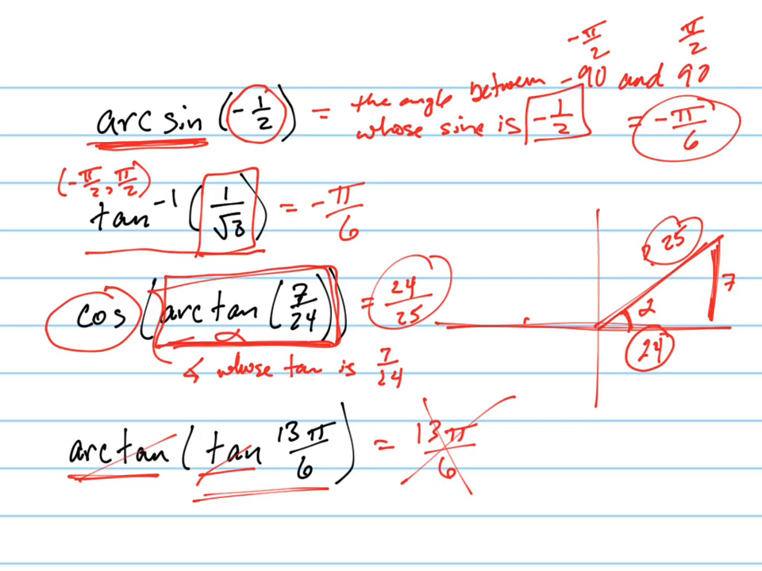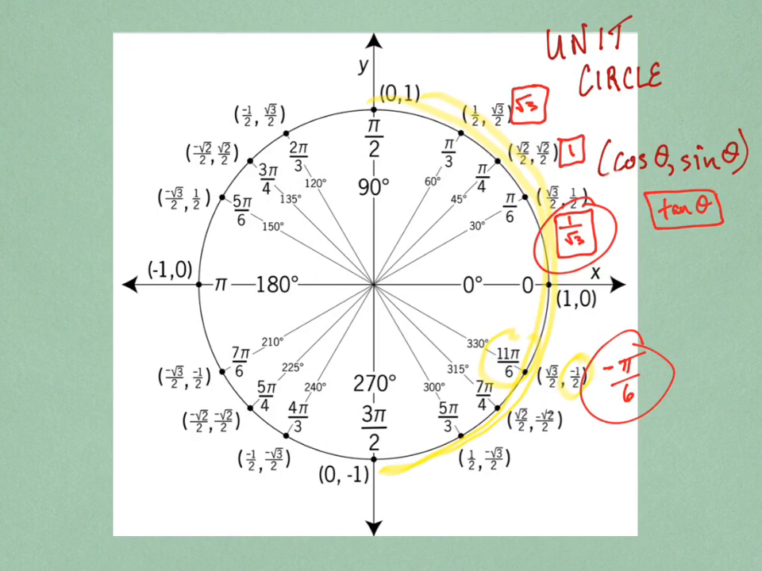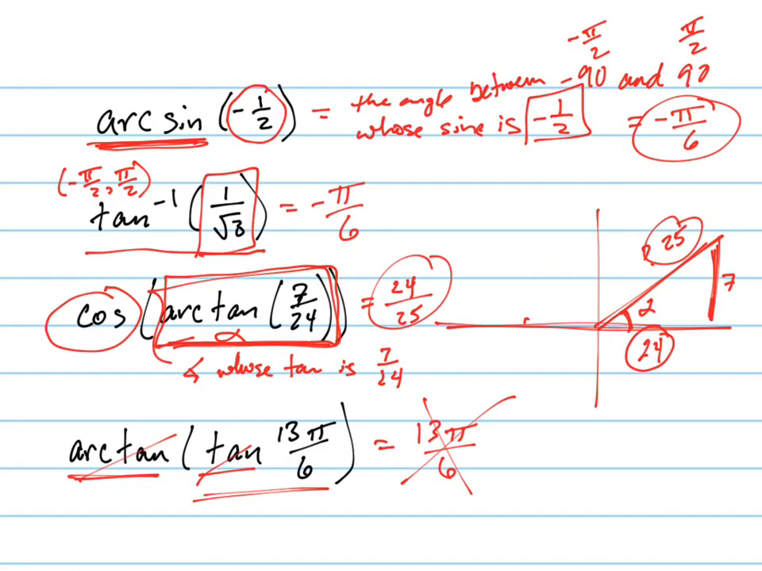You have to find out where 13 pi over 6 is and make sure that your answer is in the yellow area. So 13 pi over 6 is right here, right? So that's the same as just regular pi over 6. So your answer is actually not 13 pi over 6, it's positive pi over 6 because of the range restriction on the arc tangent function.